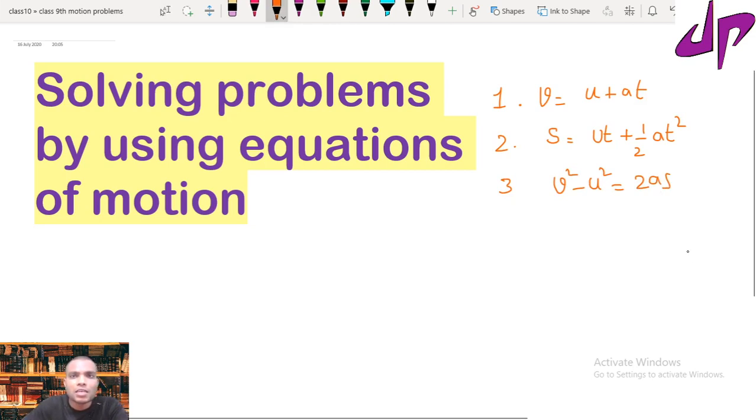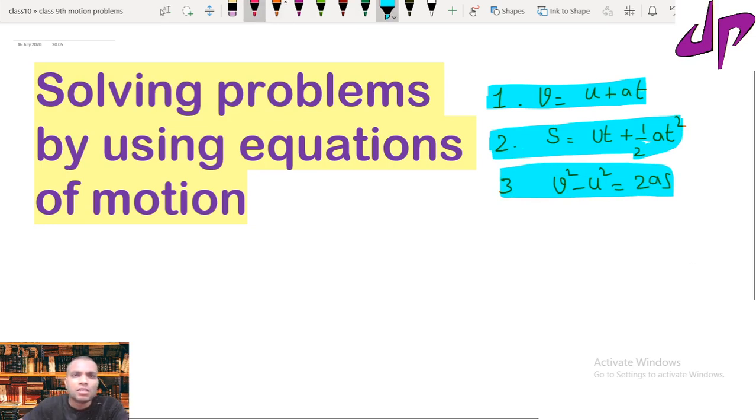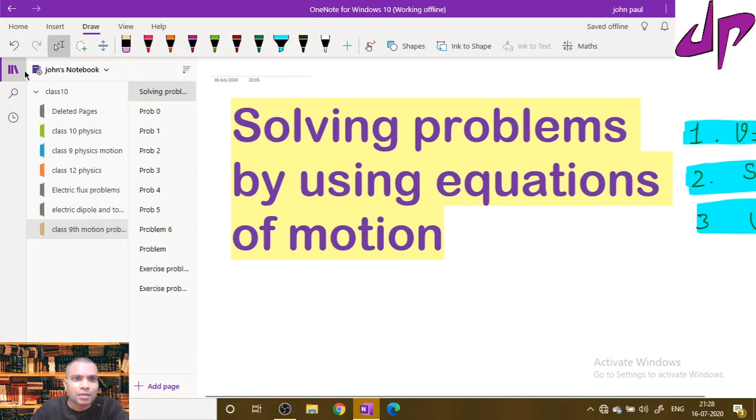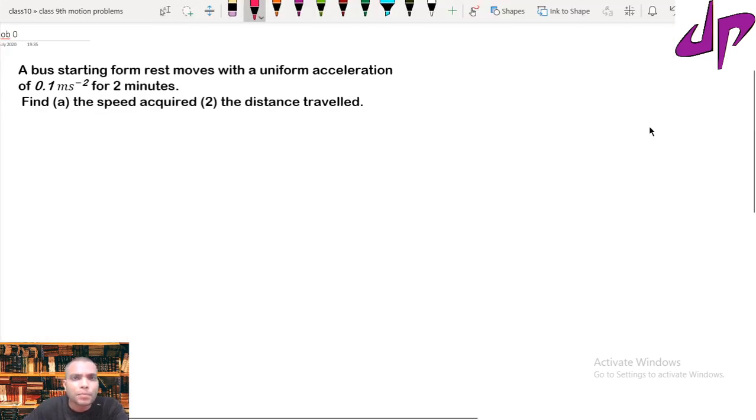By using these three equations of motion, we can relate or we may find either final velocity, initial velocity, acceleration, distance. So it depends upon the situation we face. So let us see the first problem. Let me take a very simple problem. So this is the problem.